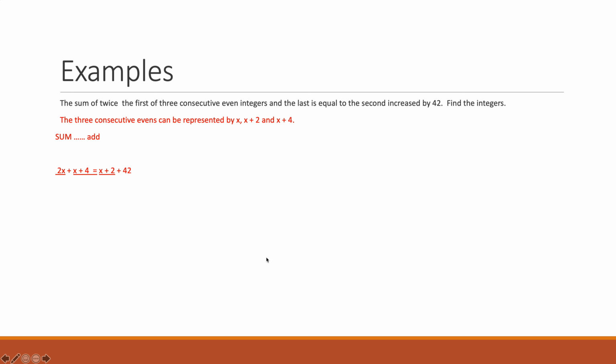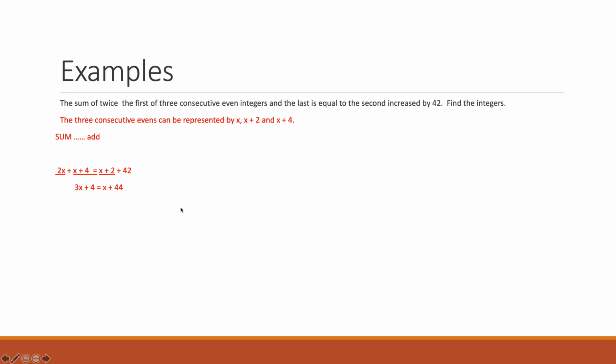Show you what I mean. Sum means add. Here's my first one. And I got to do twice it. So 2x. Here is my last one, x plus 4. So this is the sum of twice the first and the last. And that's going to equal the middle one plus 42. So now I look at it, and remember, the underlining is not for division purposes. It's just to show you which numbers we're using, the first, the second, or the third. Little same side, same operation action going on here. On the left, we've got 3 x's, and on the right, 2 and 42 make 44.